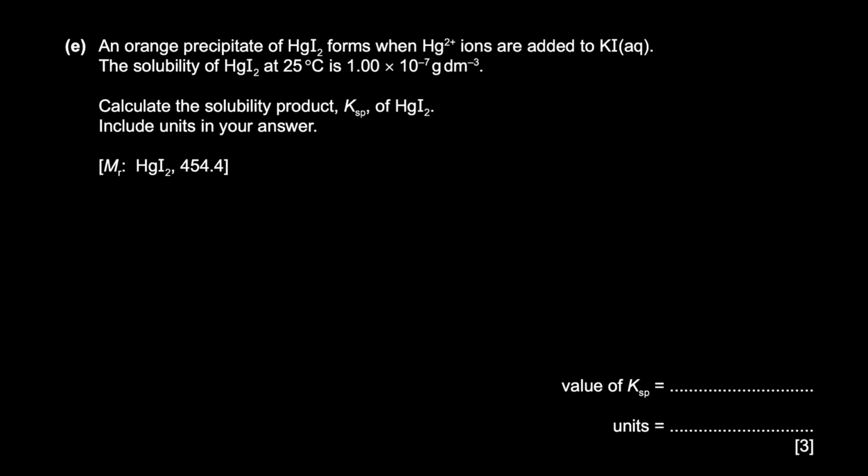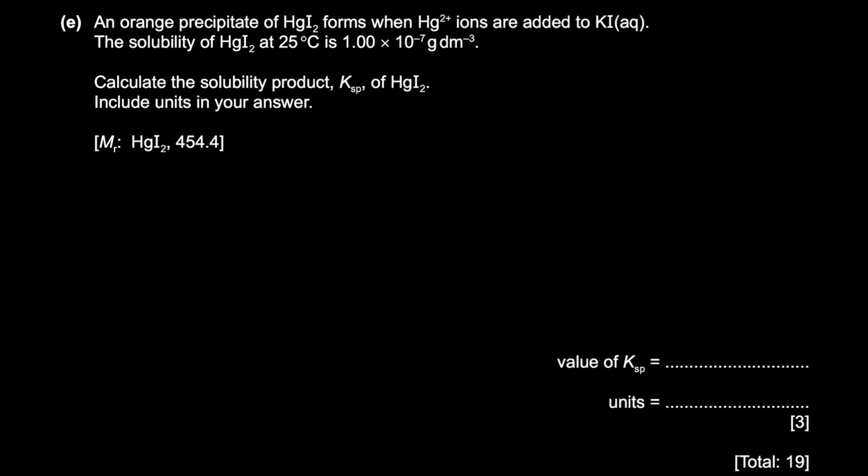An orange precipitate of HgI2 forms when Hg2+ ions are added to CAIE aqueous. The solubility of HgI2, that's mercury 2 iodide, at 25 degrees Celsius is 1 × 10^-7 grams per decimeter cube. Calculate the solubility product of HgI2. Include units in your answer. They've given us the Mr of HgI2, that is 454.4.